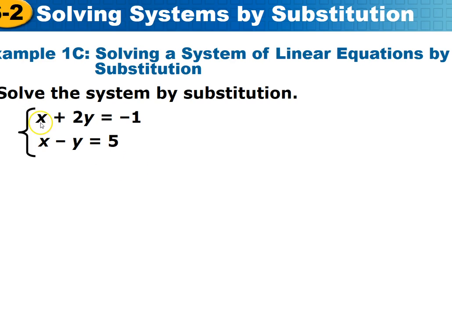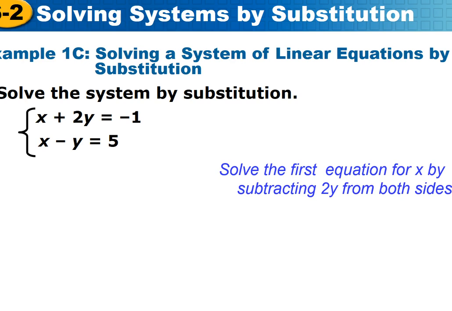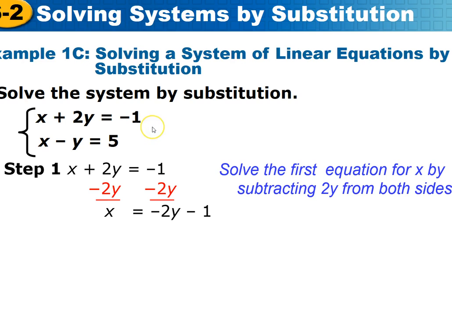Here we go. x plus 2y is negative 1. x minus y is equal to 5. There's something you're going to have to do first. Solve the first equation for x by subtracting 2y from both sides. Look what happens when you do this. Minus 2y, minus 2y. Well, now x is equal to negative 2y minus 1. Remember, we're just trying to get x or y on the left side and isolate it so that we can replace x or y in the second equation.